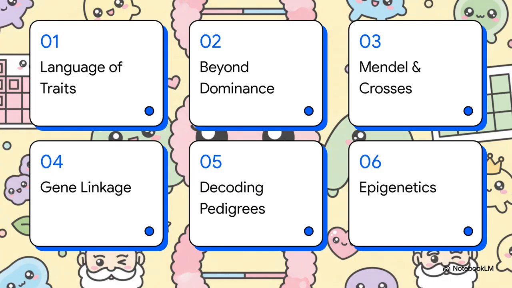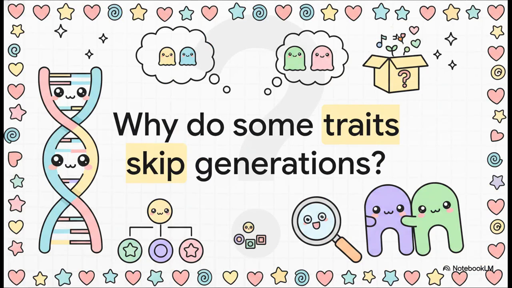We'll start with the language of traits, move beyond simple dominance, hit Mendel and genetic crosses, map out some gene linkage, decode pedigree charts, and finally wrap up with epigenetics. Let's get to it. So before we start examining the hard evidence, think about this for a second. Why do some traits skip a generation entirely while others seem to just appear out of absolutely nowhere? We've all wondered this when looking at our own families, right? Well, the answer lies hidden in the biological clues of heredity.